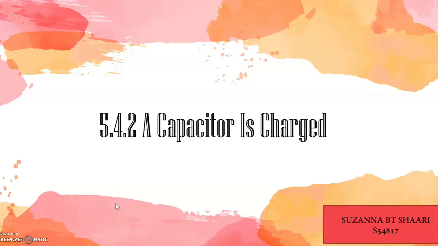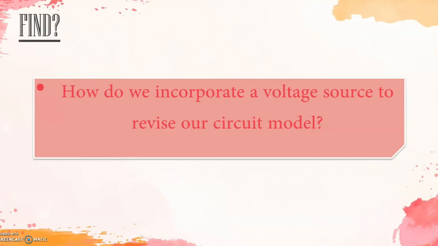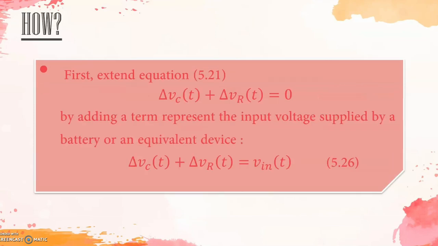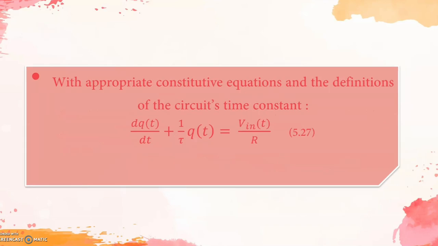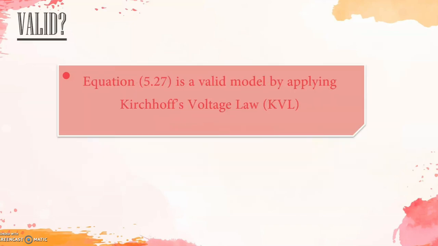Subtopic 5.4.2, a capacitor is charged. There are two ways to incorporate a voltage source to revise our circuit model. First, we will extend equation 5.21 and we will get equation 5.26. Then, with appropriate constitutive equations and the definition of the circuit's time constant, we will get equation 5.27. Equation 5.27 is a valid model, obtained by applying a classical result of electrical circuit analysis (KVL).